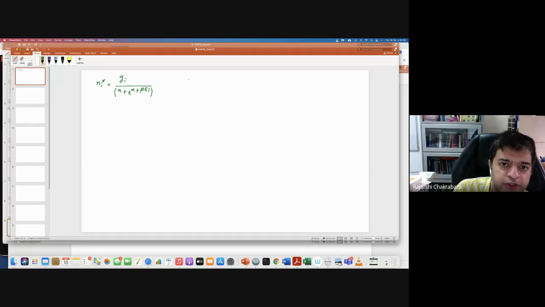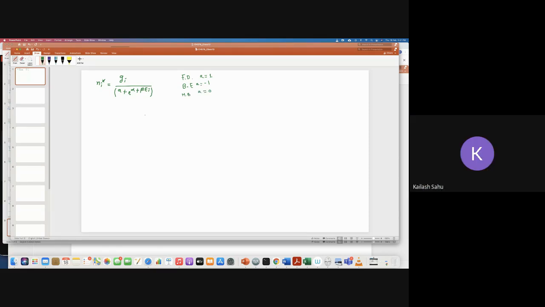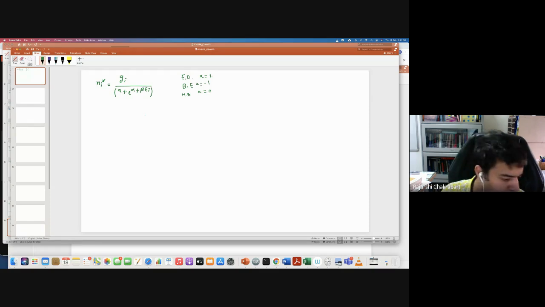So if I consider, for example, Fermi-Dirac, then what is the value of a? It is 1. Bose-Einstein, it is -1. And Maxwell-Boltzmann is 0. The general structure, isn't it? That was the general structure, and we had already derived. Is this clear?